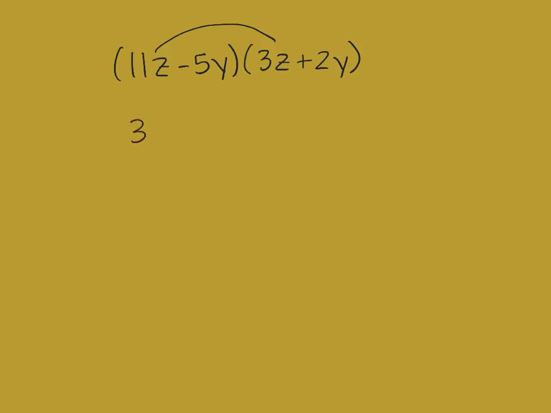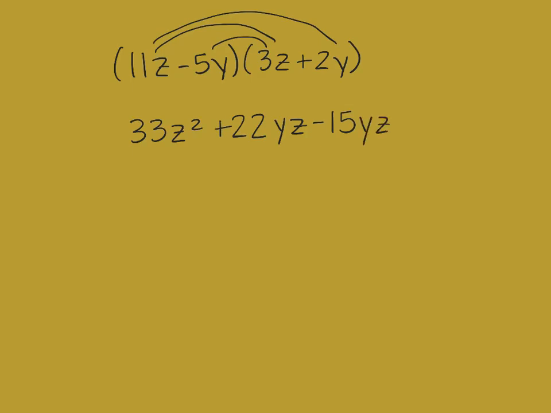3z times 11z, 33z squared. 11z times 2y, we have positive 22. z and y can't combine, so we just have to leave it as single variables, yz. Then we have negative 5y times positive 3z. Negative 5 times positive 3 is negative 15. y times z can't combine, so we leave it as yz. Then we have negative 5y times positive 2y. Negative 5 times positive 2 is negative 10. y times y is y squared.